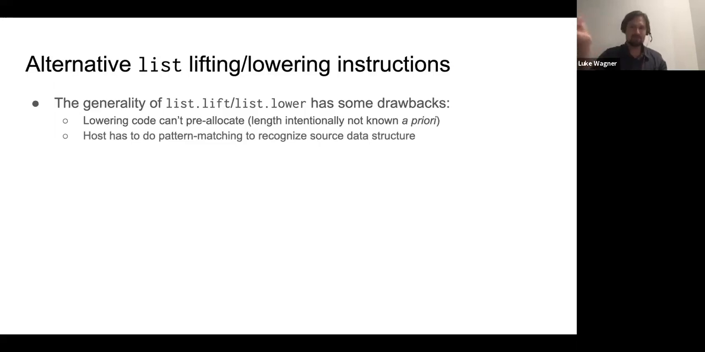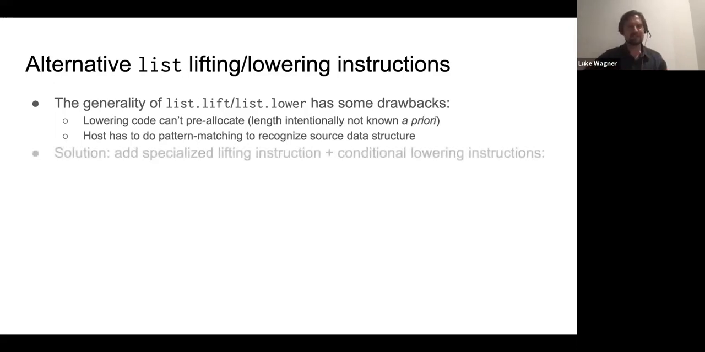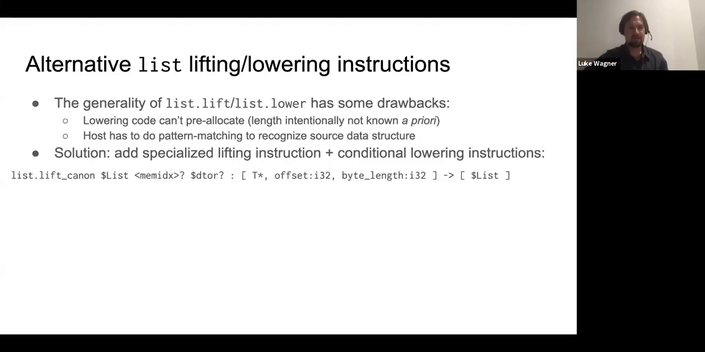And also, if we wanted the host to do zero copy, you would have to somehow pattern match the lifting code to say, oh, that looks like you're lifting a data structure that I understand, and that's no good. So instead, to more directly address these, because these are just instructions and types, we can just add other instructions that can be used instead. There's no reason there has to only be one instruction for lifting or lowering. So we add alternate forms.